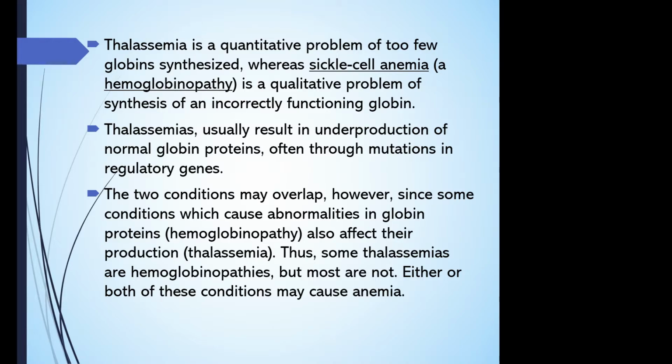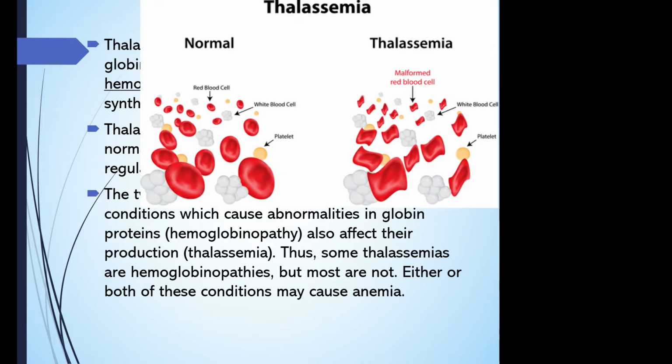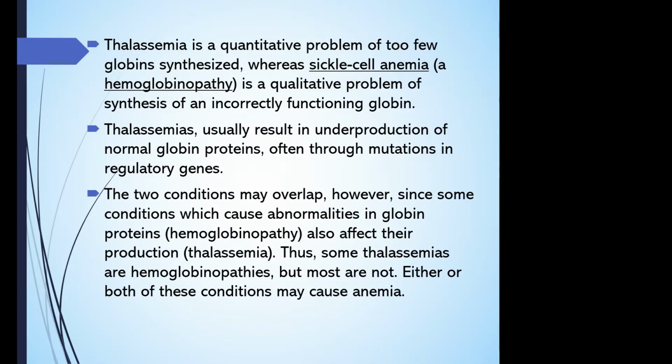So you must differentiate that both are associated with a problem in the hemoglobin, but in the case of thalassemia, the quantity of the synthesis is decreased because of the abnormal chains. However, in sickle cell anemia, there is a quality problem. There is precipitation in the hemoglobin. That is, the quality will be disturbed. So thalassemia usually results in under production of the normal globin protein, often through mutation in the regulatory genes.